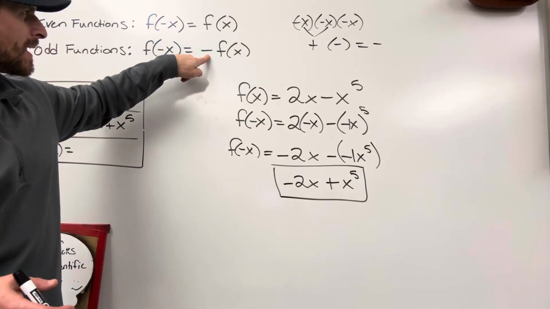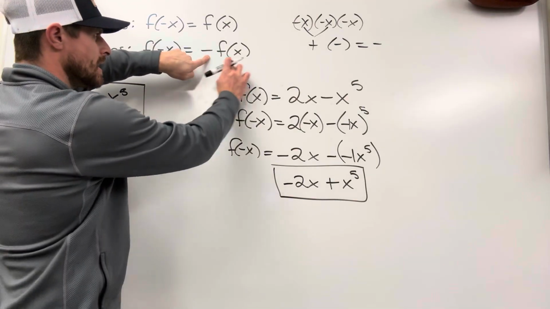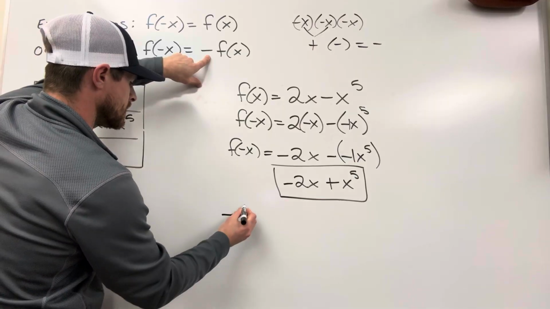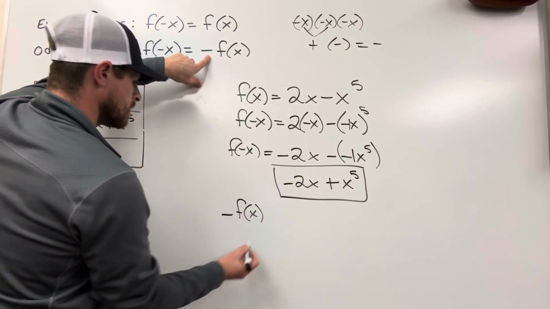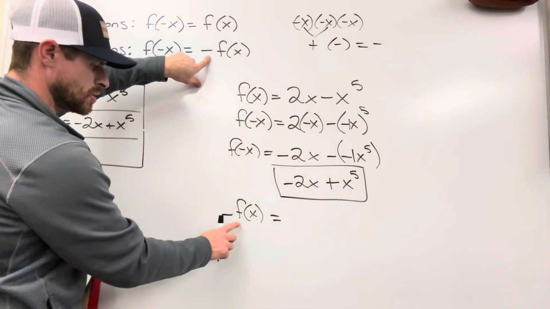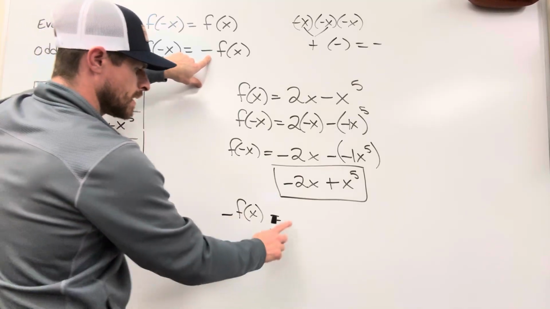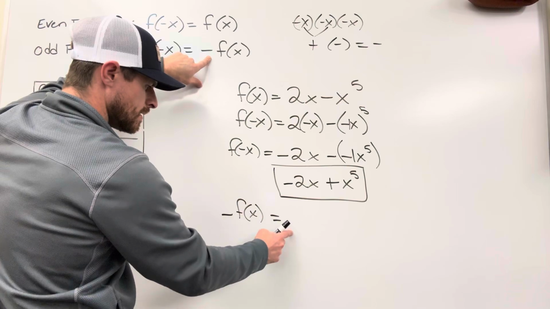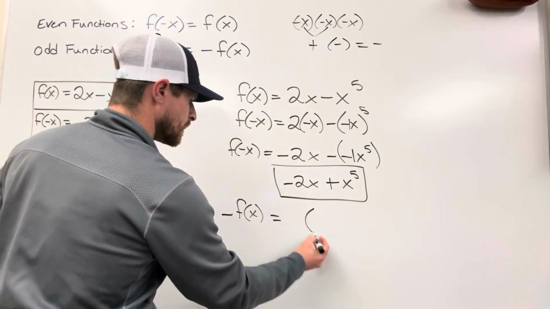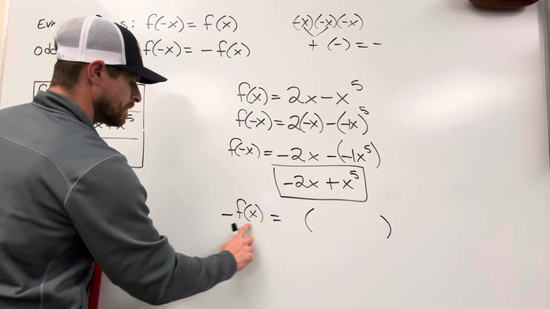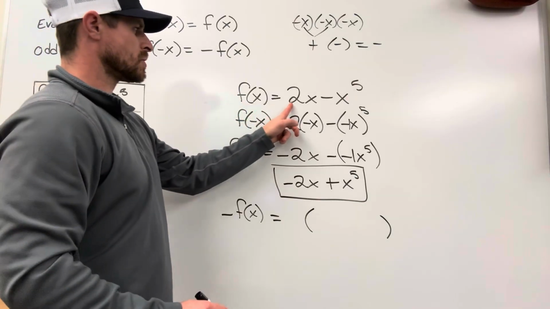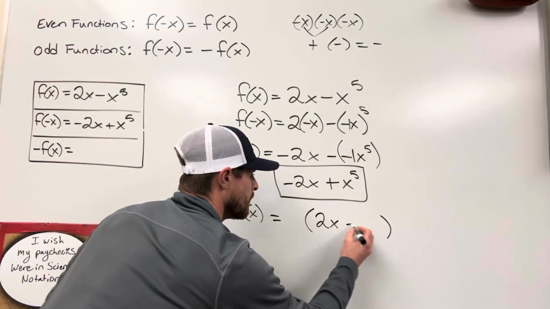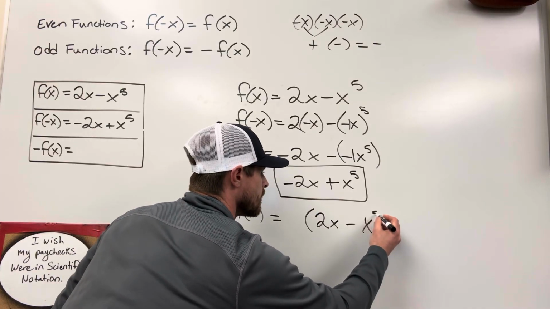So when we have a negative out here in front of the f of x, what you would do for that is this. You would say opposite of f of x. So here's what I would do. I tell my students, just write down what f of x is. Give yourself a little space in the front. So instead of writing it right here, give yourself some space and just put parentheses around all of f of x. So remember, f of x, 2x minus x to the fifth. So I'm going to say 2x minus x to the fifth.